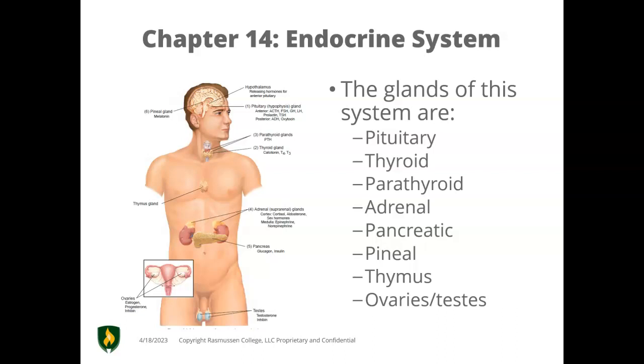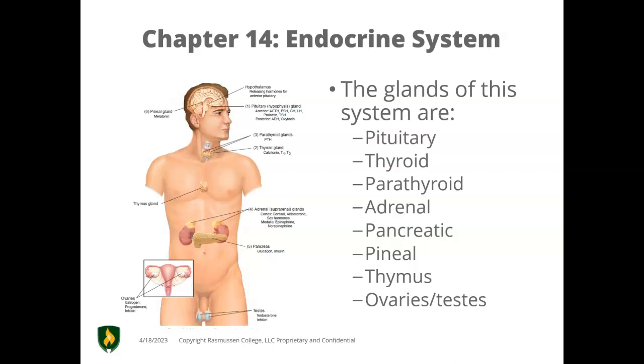Now, the main and primary function of the endocrine system is to produce specialized chemicals called hormones. These hormones are secreted into the bloodstream and travel to specific tissue or organs of the body. The endocrine system also maintains an internal state of equilibrium or homeostasis.